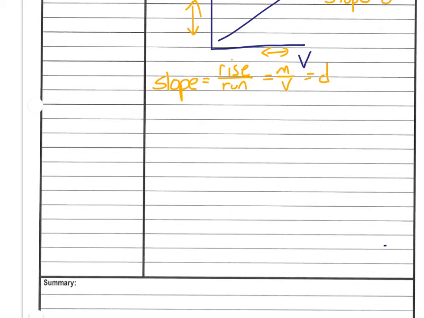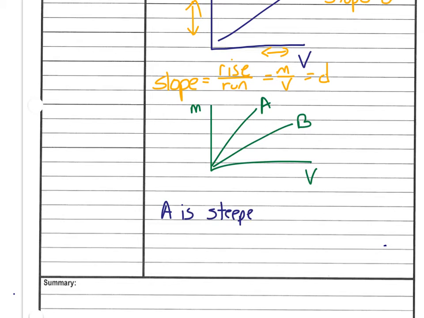So let's say we have a graph. We'll make this one green here, of M versus V, and we have two lines on it, A and B. Now if we want to talk about the densities of these, we can. The density of A, since A is steeper, that means A is more dense. Since B is less steep, B is less dense. So the density can be found by looking at the steepness of the slope. Steeper equals denser is the key here.